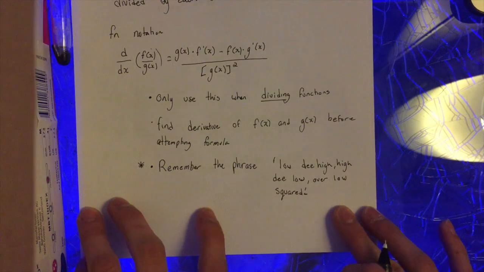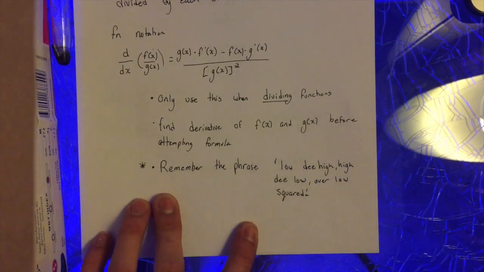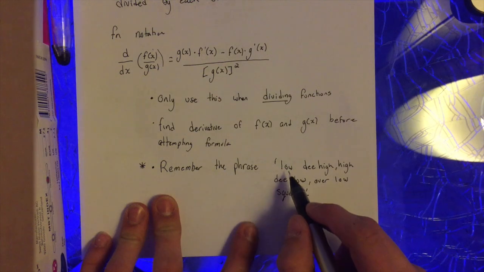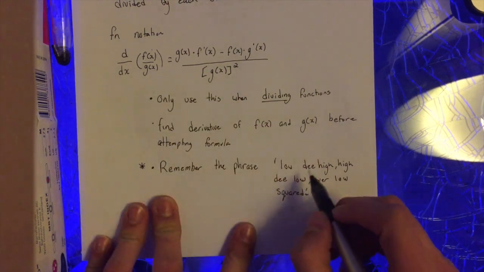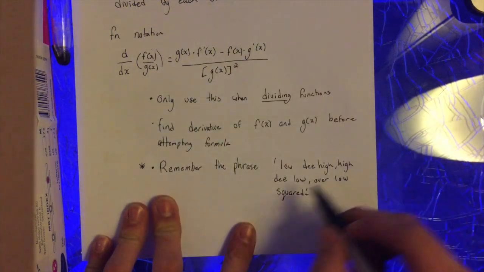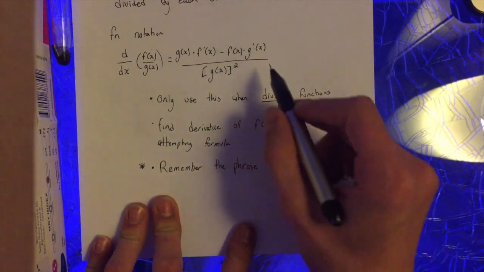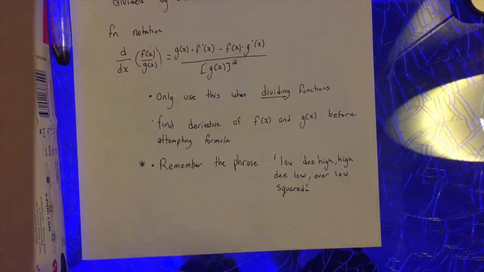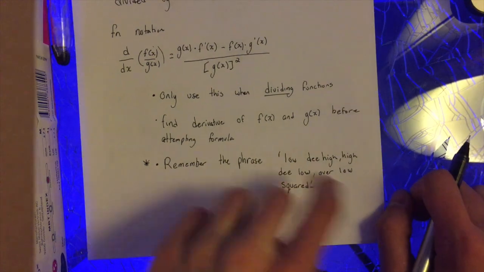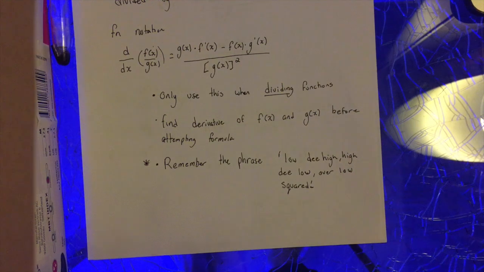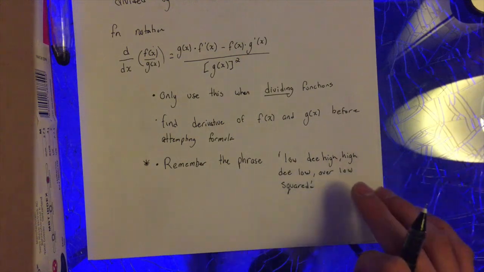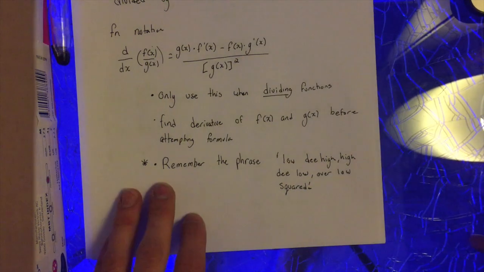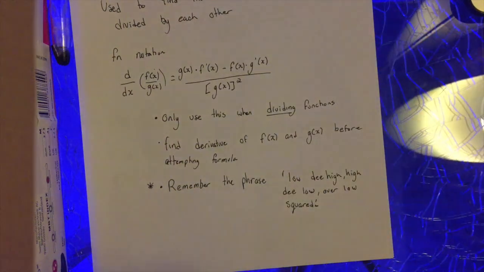Now, remember that phrase I was talking about? Well, here you go. This phrase actually really helps me. The way I think of it is: low, D high, high D low, over low squared. The low term squared. So this song really helps me memorize it because I think low is the low term, D high is always the derivative of the high, and D low is the derivative of the low, over low squared, which is very easy to remember. So that really helps making this hard formula quite easy to remember. So let's start working on some examples.